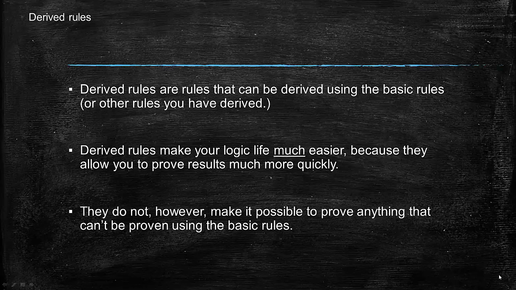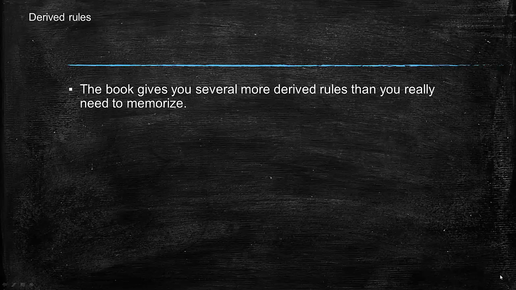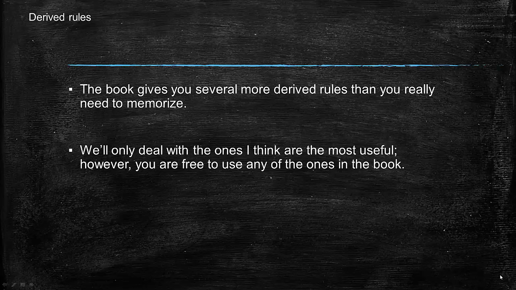The truth is that derived rules don't allow you to do anything that can't be done with the basic rules, because after all, they're derived from the basic rules. But the point is that they just make your life a lot easier. Okay, so this book gives you several more derived rules than you really need to memorize, and so I'm only going to go over here the ones that I think are the most useful.